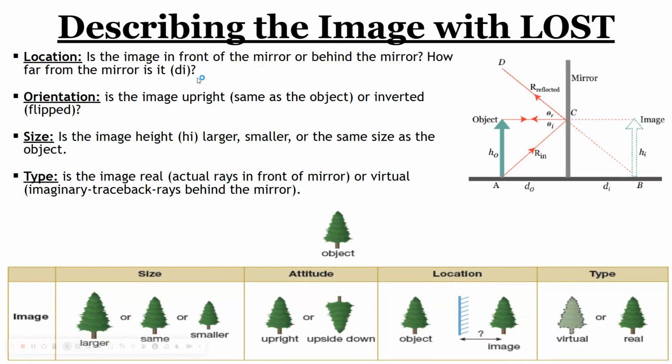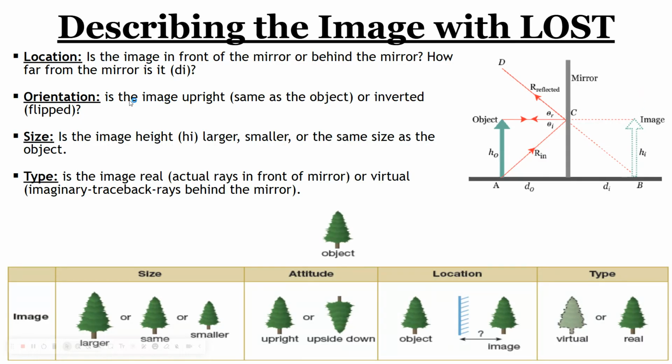Are they the same? Is the object distance larger, smaller? And you can measure that with a ruler. You can measure from your object to your mirror and from your image to your mirror, and you can compare the two, DO and DI. The O in LOST is orientation. Is the image upright or inverted? So you can see here the arrow points up. The arrow still points up. It's not pointing down. So this image would be considered upright.